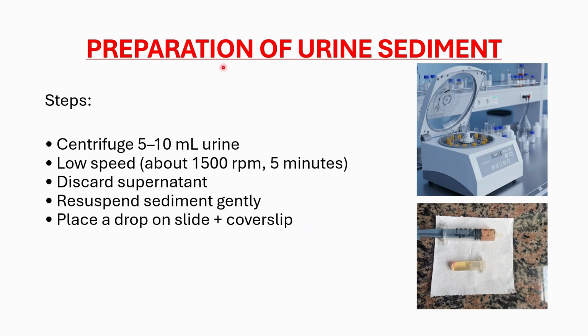Next is preparation of urine sediment. To prepare the urine sediment, first you have to centrifuge 5 to 10 ml of the urine at low speed. Discard the supernatant, leaving a small volume. Gently resuspend the sediment. Place a drop on a glass slide and cover with a cover slip. Examination is performed under low power, that is 10x, for casts and crystals, and high power, 40x, for cells and microorganisms.